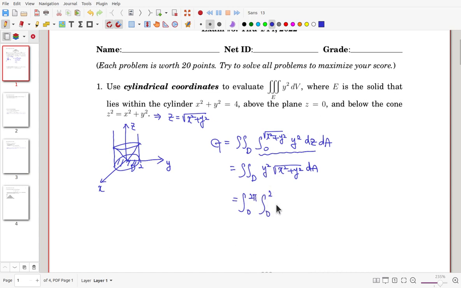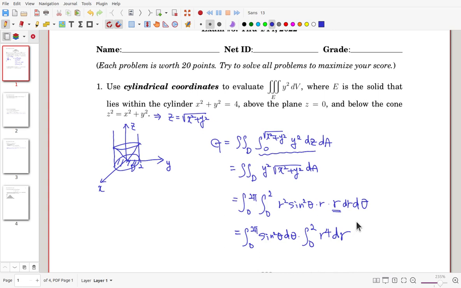Y is r sine theta, so we have r squared sine squared theta, and this is r, and we have now the scaling factor r. We have to have this one, and dr d theta. This is separable, so we can get here the integral from 0 to 2 pi of sine squared theta d theta, and the integral from 0 to 2 of r to the 4.